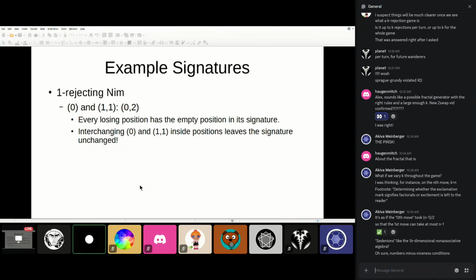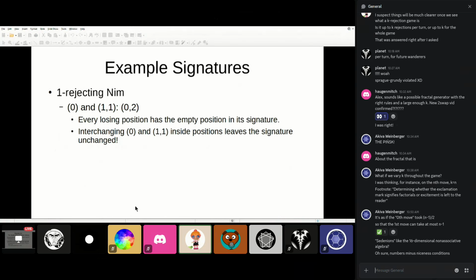Is a signature unique? Sorry, could you go back to the definition real fast? Are we talking about the minimum set, or the minimum number of positions? No, these are the only 2 single heaps that can be added to these 2 games to turn them into a losing position. So a signature is a collection of single heaps, yes.